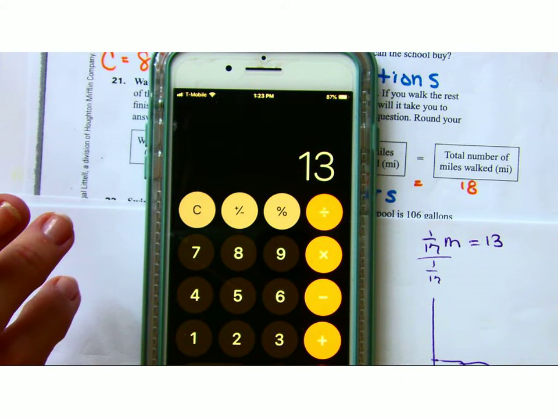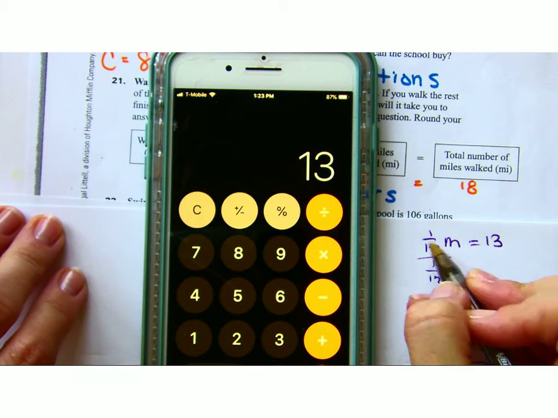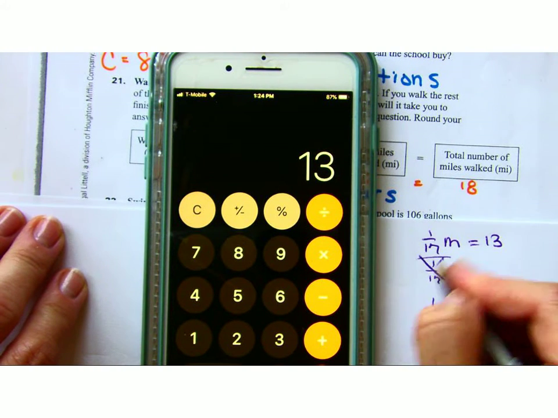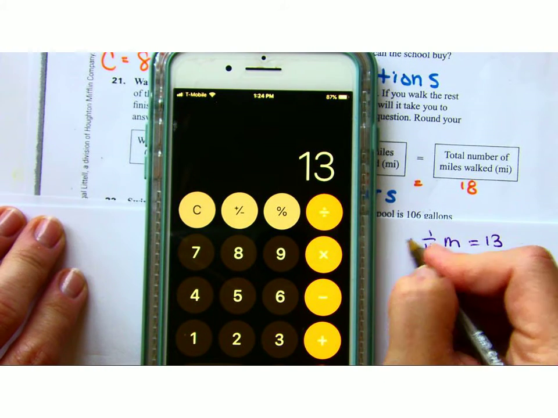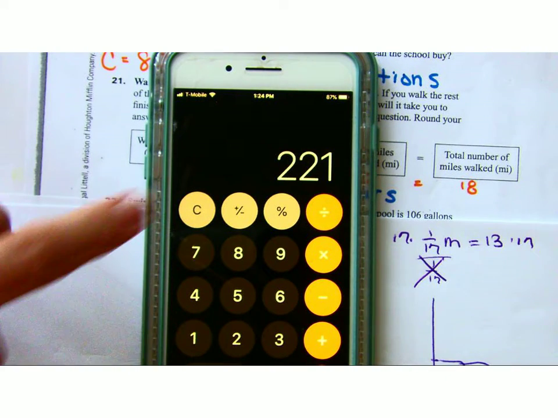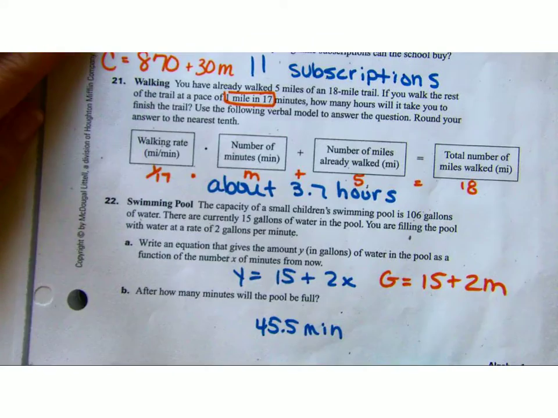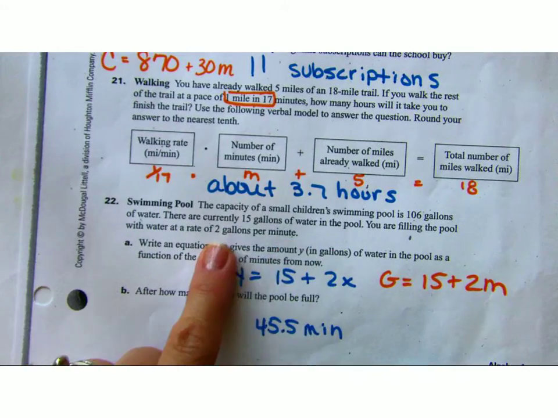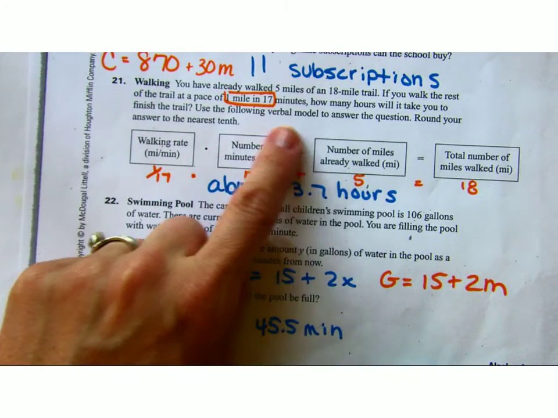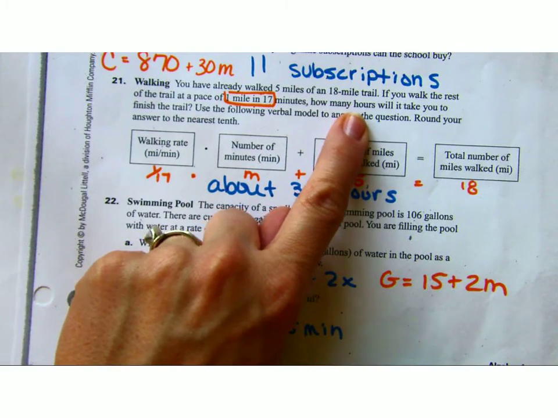What's better? That'll work. I want to multiply by the reciprocal, which is, what is the reciprocal of 1 over 17? 17 over 1. So 13 times 17 gives you that, but that's not my answer. That's how many minutes. But because this book is tricky, they're not going to say how many minutes. It's going to say what? How many hours will it take you?